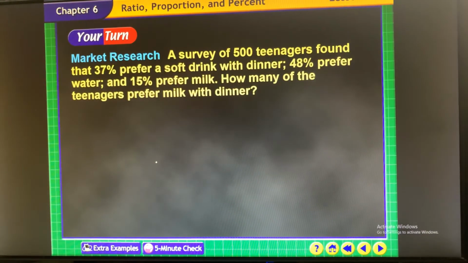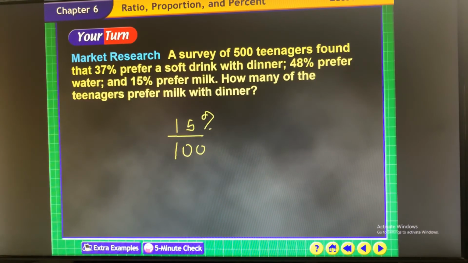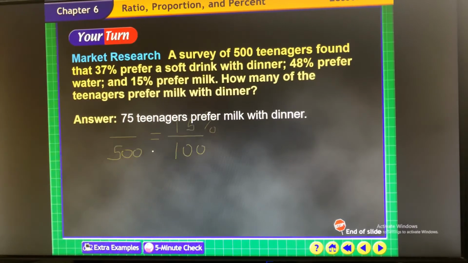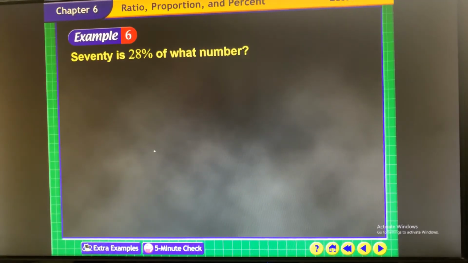Do it again. This time it's about what teenagers prefer to drink with dinner, and we want to know how many prefer milk. So I have 15% over 100, like that, and I have a total of 500 teenagers. Cross multiply and divide to find out 75 teenagers prefer to have milk with dinner. Same setup.